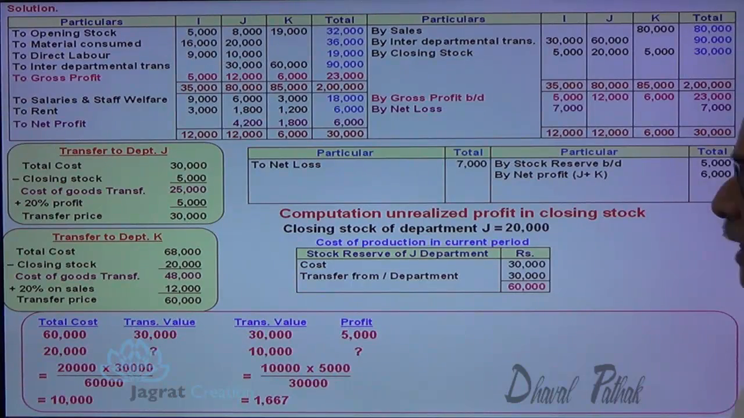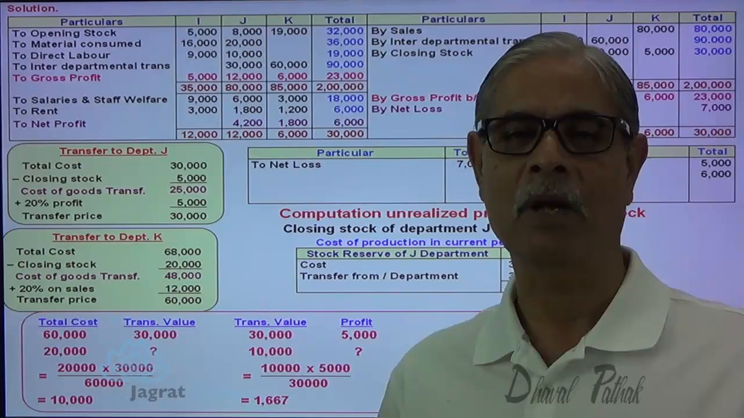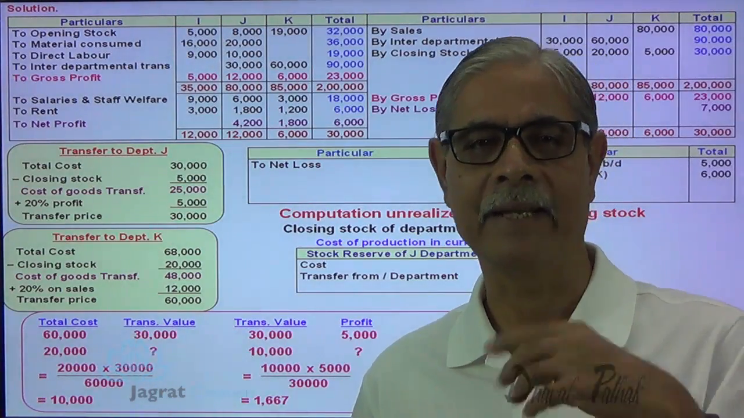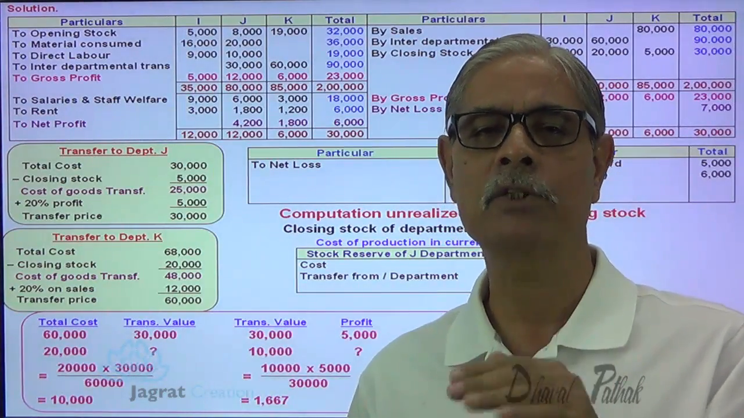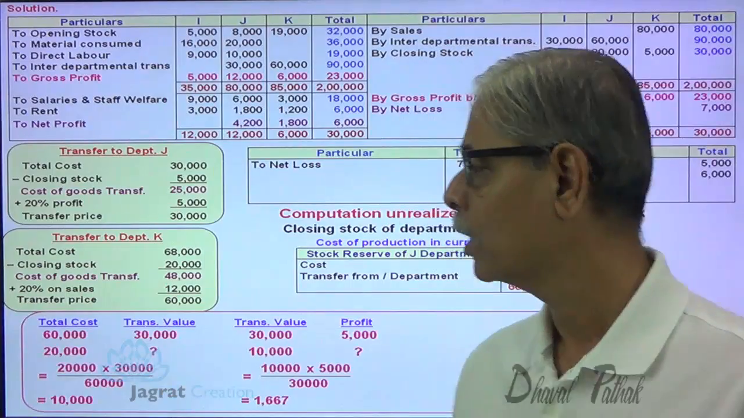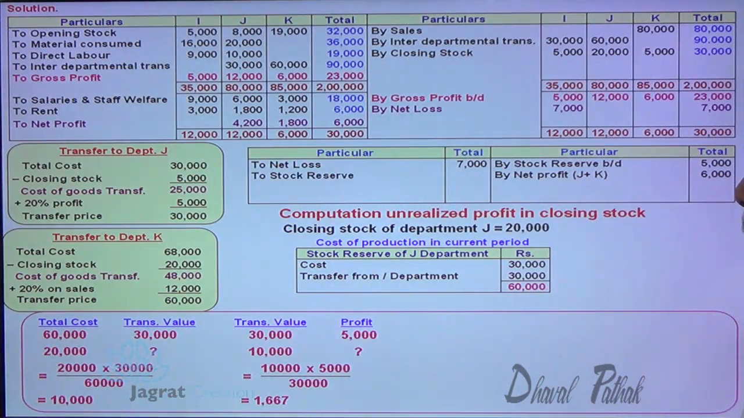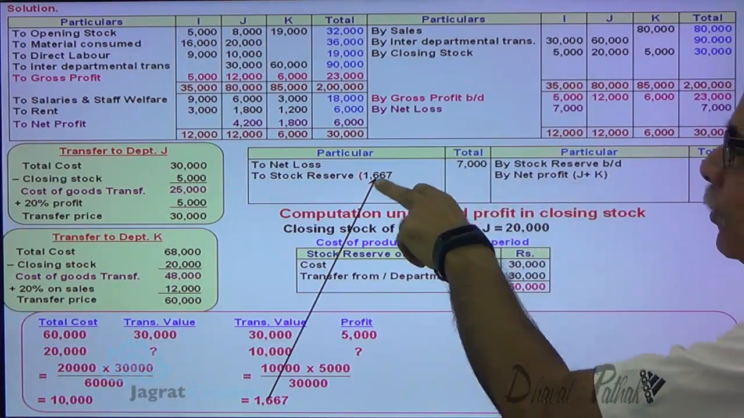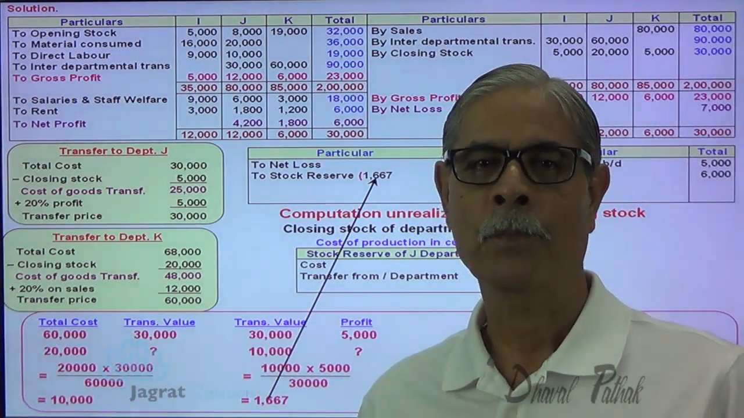This unrealized profit is to be debited to the general profit and loss account, because this profit is going to be realized in the next year, when this closing stock will become opening stock and will be sold in the next year. So this is how the stock reserve is to be created. So the stock reserve for these 20,000 of stock is what is required to be debited to the profit and loss account.